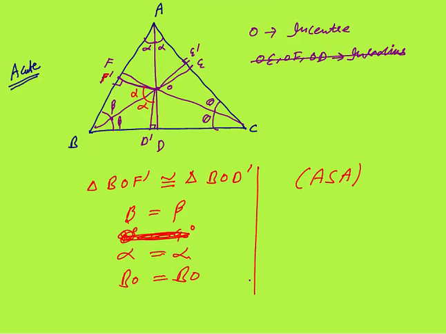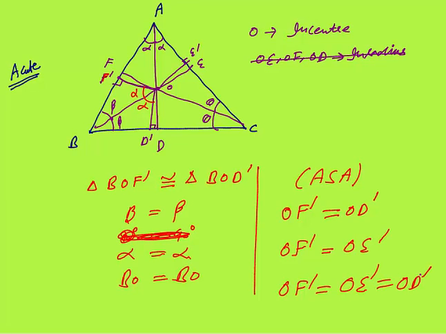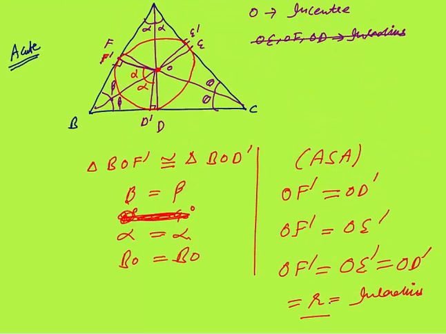When the triangles are congruent, the corresponding sides are equal. So OF dash will be equal to OD dash. Same way we can prove that OF dash will be equal to OE dash. Now I can say OF dash equals OE dash equals OD dash. These three lengths are equal from the center O, and this is called the inradius, small r. We can draw the circle passing through them, and this circle is called the incircle, and its radius is the inradius, small r.